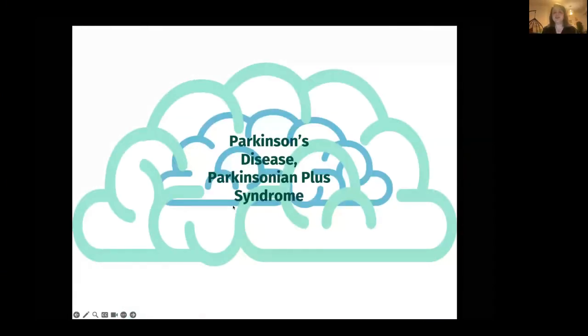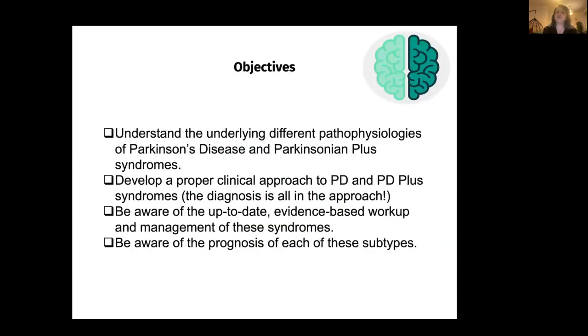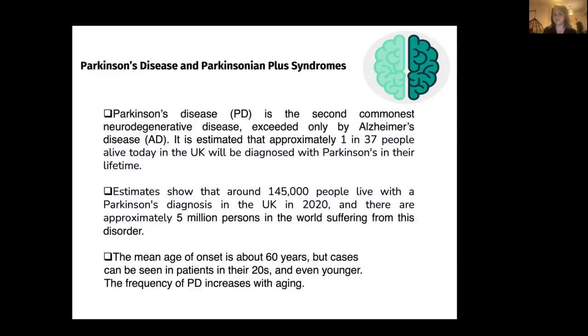Okay, so we're going to start off with the most common movement disorders that we see, which is Parkinson's disease, including idiopathic Parkinson's disease, as well as Parkinsonian plus syndromes. And basically, we want to go through understanding the underlying pathophysiologies of idiopathic Parkinson's disease as well as Parkinsonian plus syndromes, and then develop a proper clinical approach to both. And you'll find out with neurology generally and with movement disorders specifically that the diagnosis is all in the approach in terms of history and physical examination. And then we're going to go through the up-to-date and evidence-based workup and management of such syndromes and the prognosis that is expected for each of these subtypes.